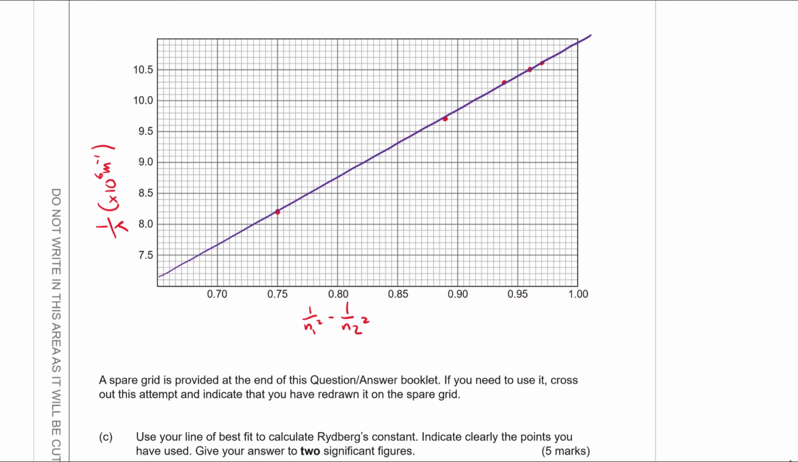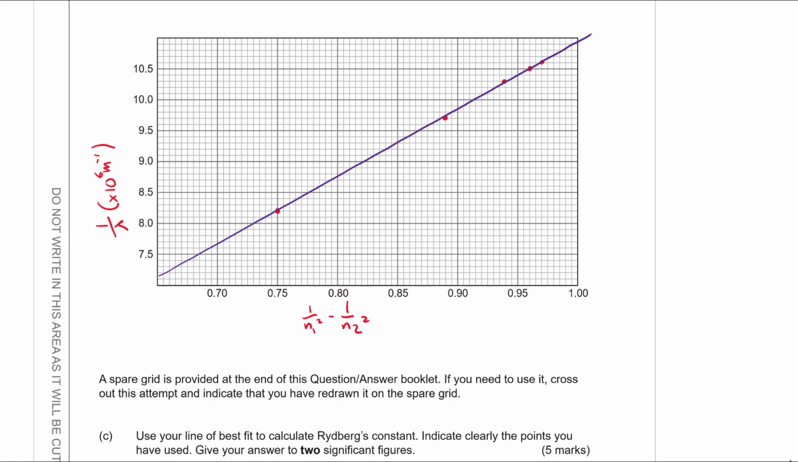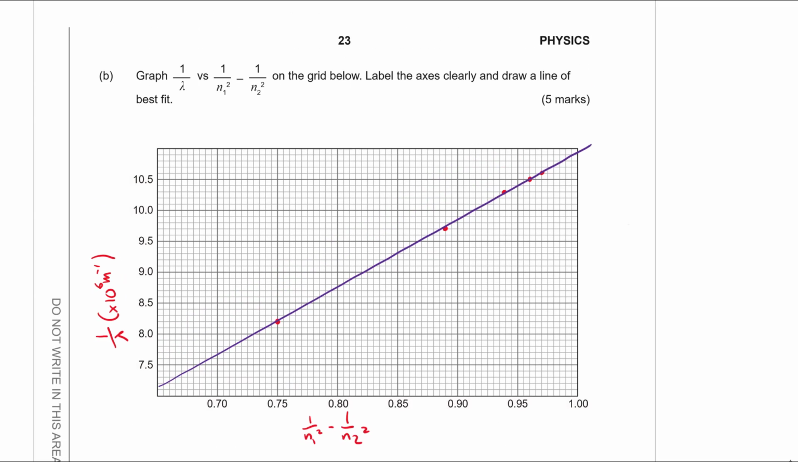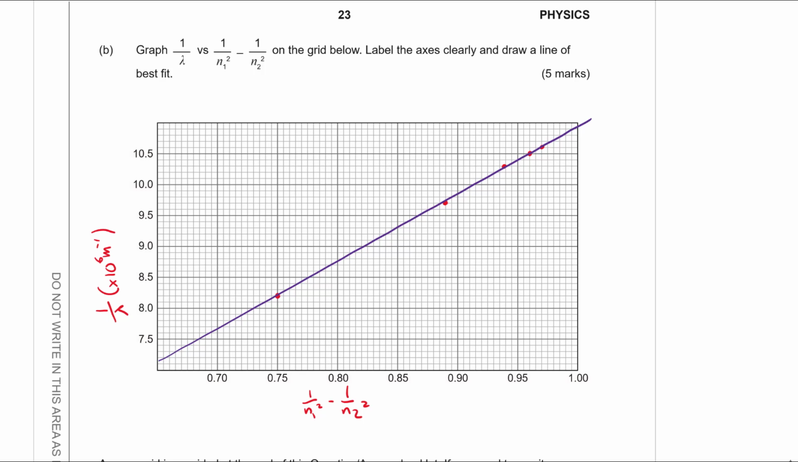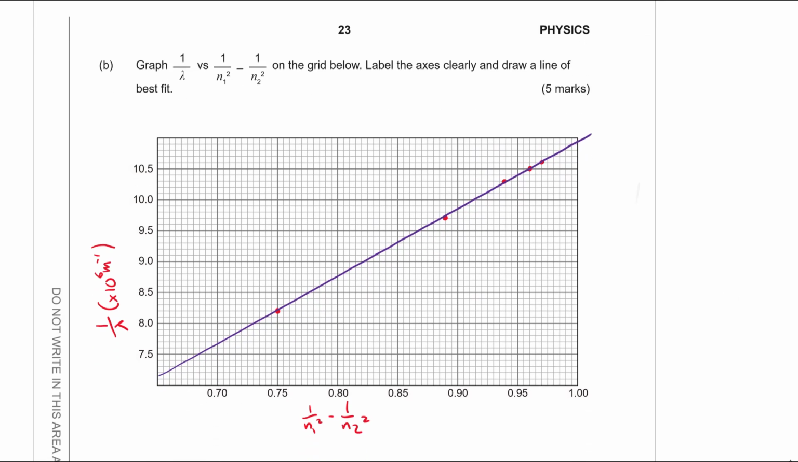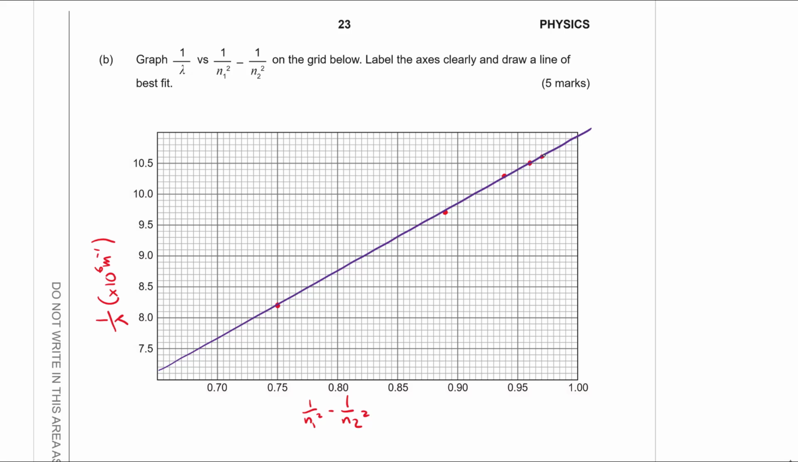Okay, so the next part is to use my line of best fit to calculate Rydberg's constant. It doesn't tell you this explicitly by the looks of things, but really what you need to do is find the gradient of this line. So I'll find 2 points, one on the right-hand side and one on the left-hand side of the line of best fit. I need to be very careful. I know it's very tempting to pick this point right here and use the data point, but that is explicitly forbidden, so you should not do that. Here's a point here. I'll use that one. And I'll also use, let's have a look, this one here.